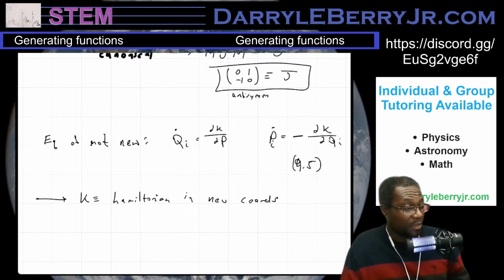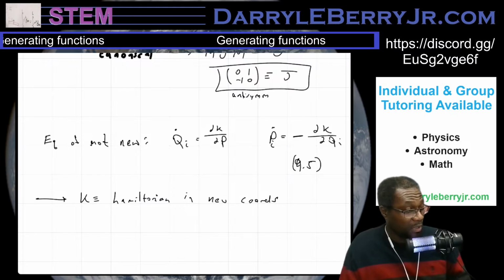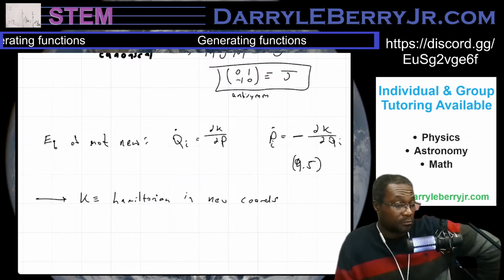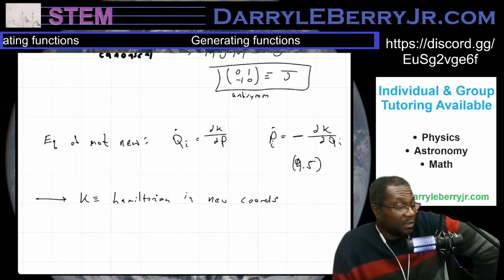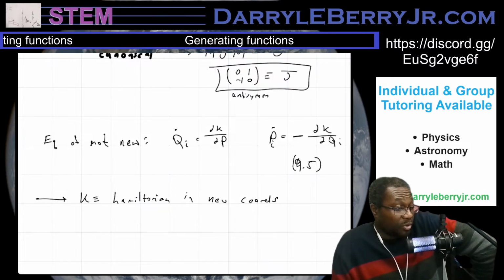It has been remarked in jocular vein that each other. Apparently, K, they call it a Hamiltonian. It's a transformed Hamiltonian, but it does the same behavior.